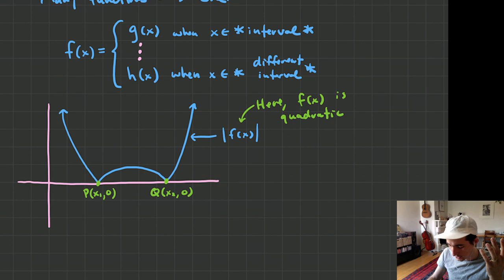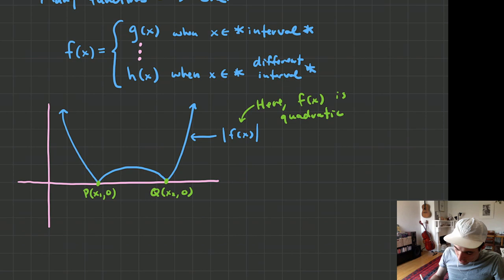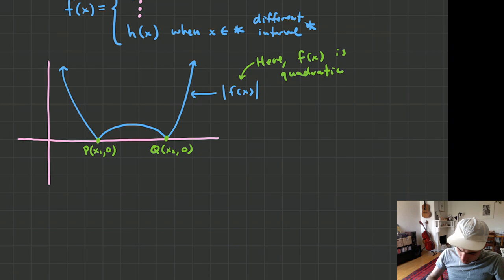But we are going to assume in this case, because I'm just making up an example without giving any details, I'm just trying to paint a picture here. We're just going to assume that the original function f of x, the quadratic, was positive, or pointing upwards, I should say. So if that was the case, then this is how we would write our function as an absolute value function.